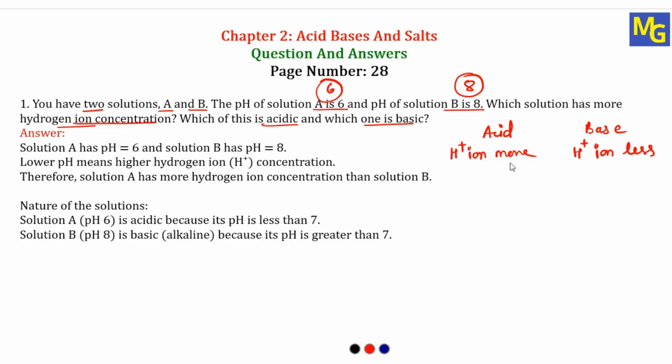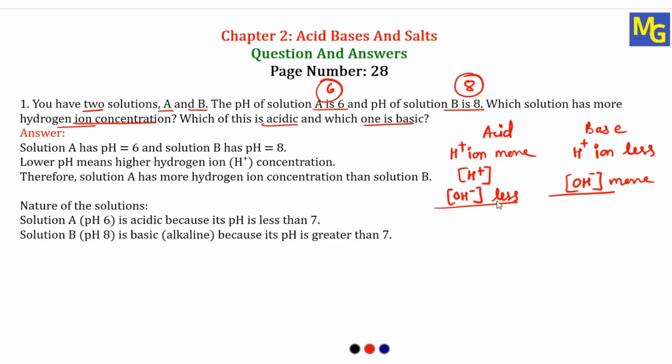H plus ion concentration, I can write it like this also, square bracket H plus means concentration of H plus. So in terms of OH minus, if it is a base, OH minus ion concentration will be more, and in an acid, OH minus ion concentration will be less. This is in terms of OH minus. But most of the time H plus ion concentration will be considered. That's why in the question they have asked about H plus ion.